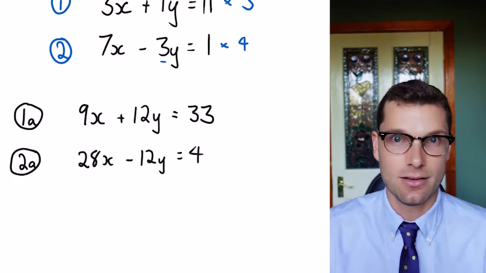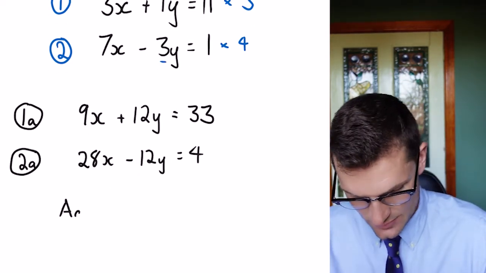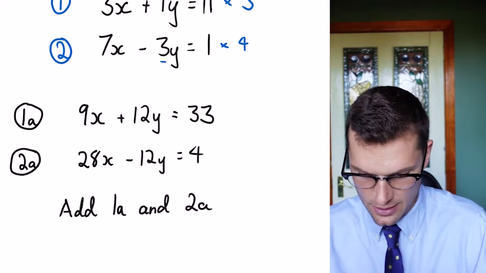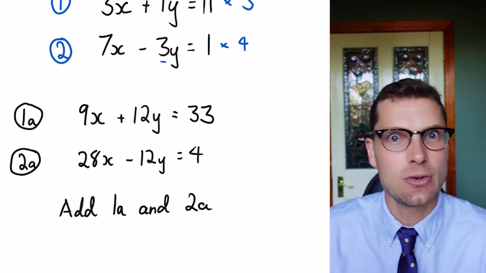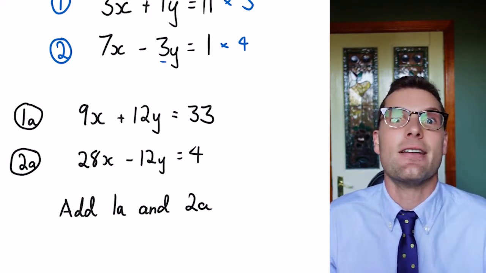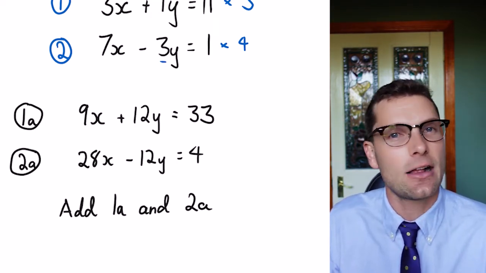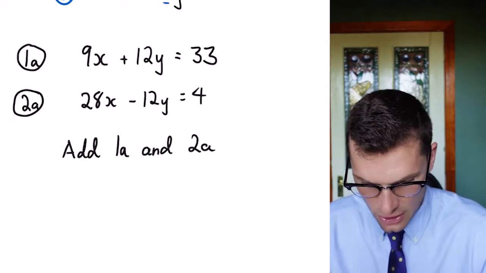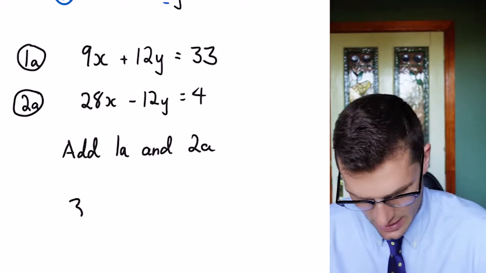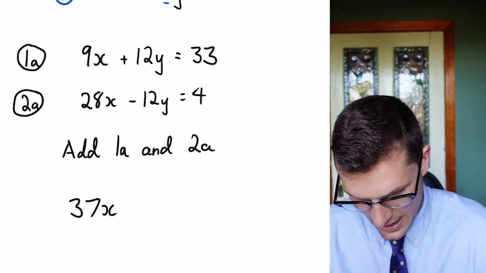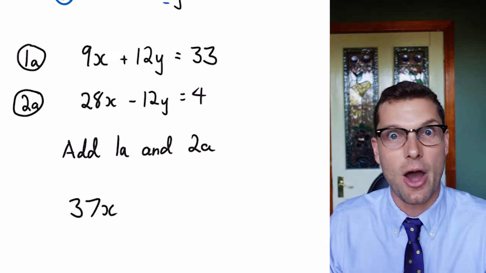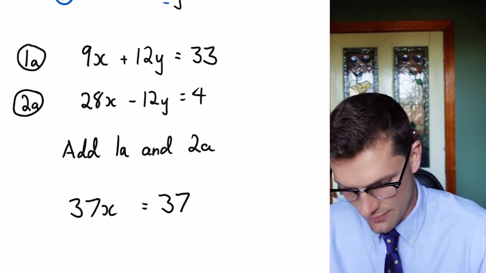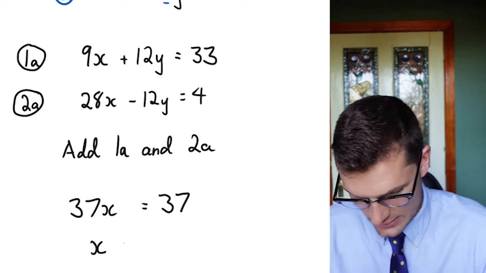So now I add 1a and 2a, so that's my next step. Add 1a and 2a. Again, write that down. You do get a mark. You can't just get a new equation. So if you tell me exactly what you're going to do, if you make a mistake, you can still pick up a mark. So 9 plus 28 becomes our 37x, plus 12y minus 12y eliminate each other, and that's equal to 37. Divide that over, x becomes 1.